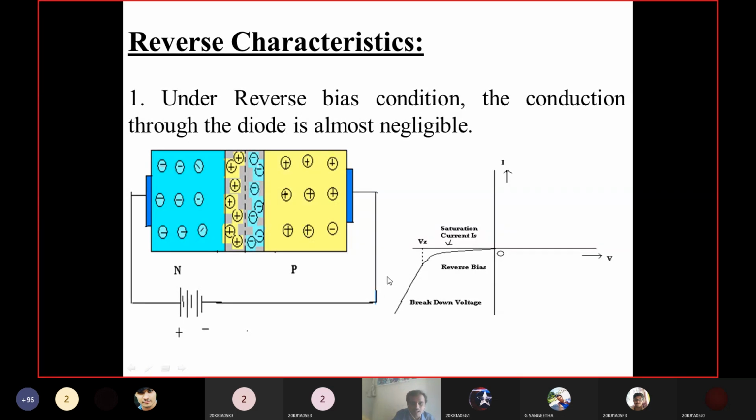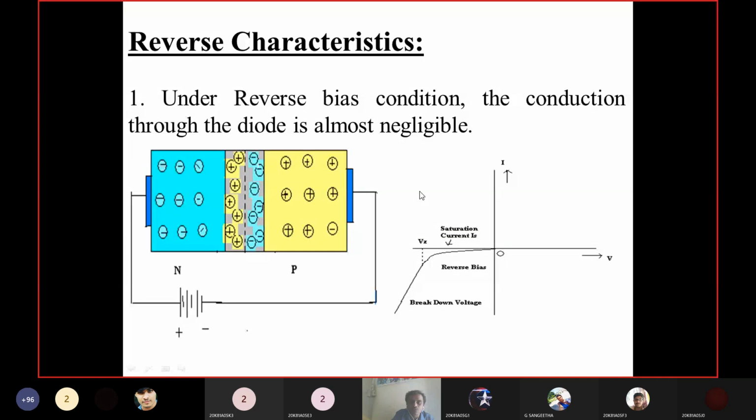Now coming to the Zener diode. Suppose the breakdown voltage of the Zener diode is 15 volts. Let us take that. Now we are applying 15 volts. Here, the voltage drop across the diode is the same, 15 volts only. But if you increase the applied voltage to 20 volts, the voltage drop across the Zener diode is still 15 only. It will not increase.